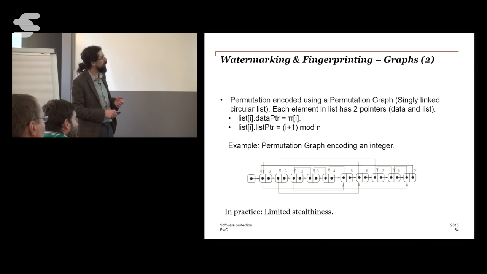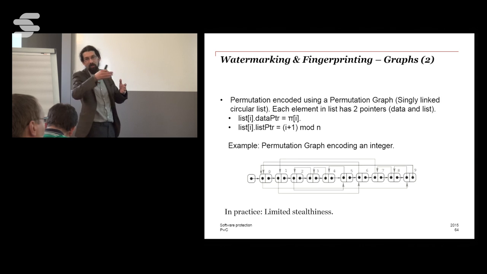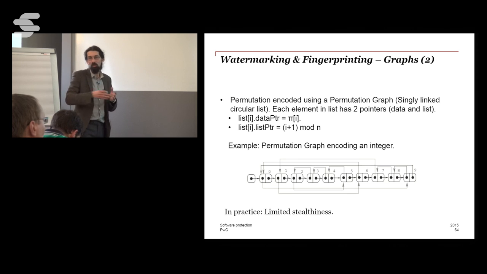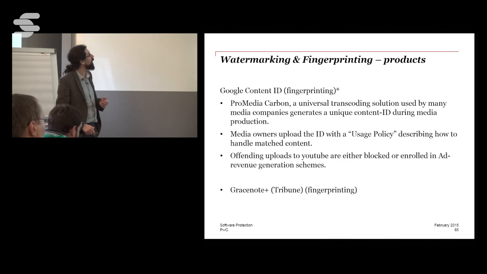A linked list where you say the first element in the list maps to this element here, so then the first digit is actually 9. The second element in the list points at 6, so the second digit is 6, 9, 6, etc. And that's how you extract the watermark.